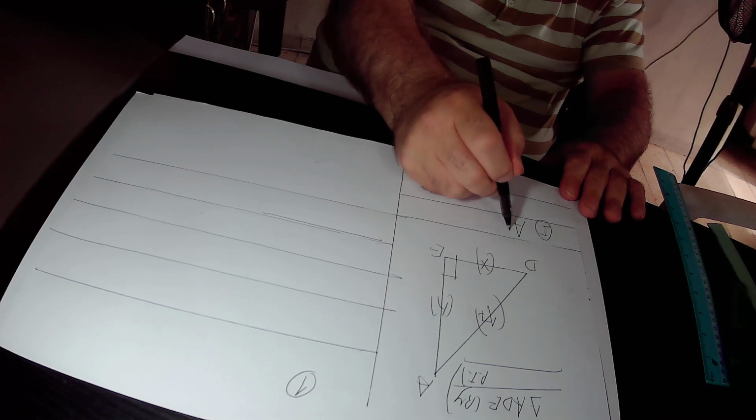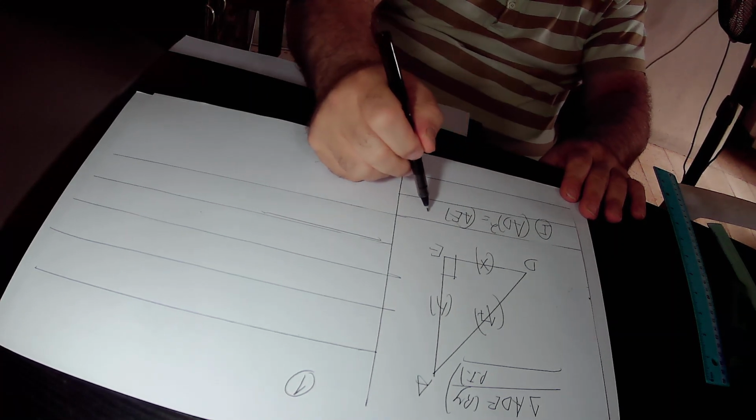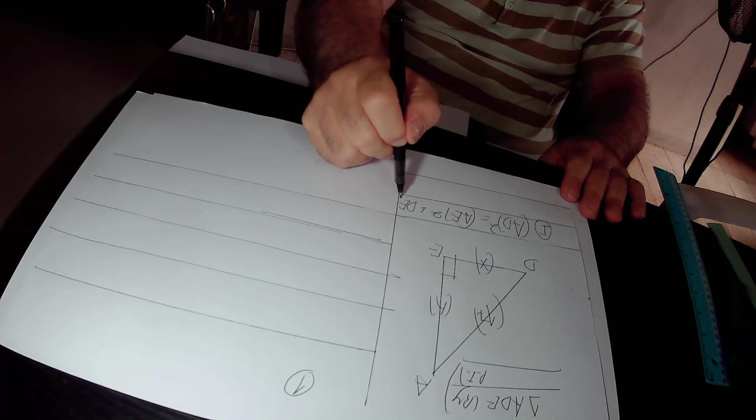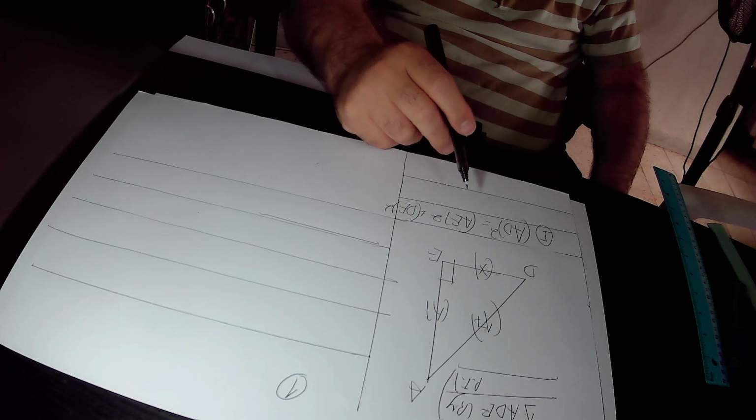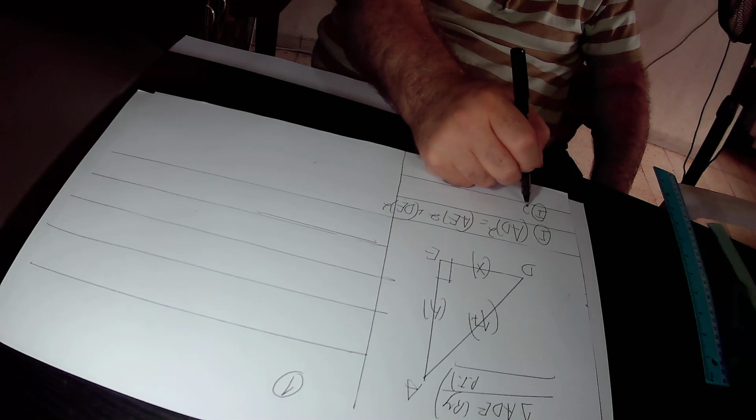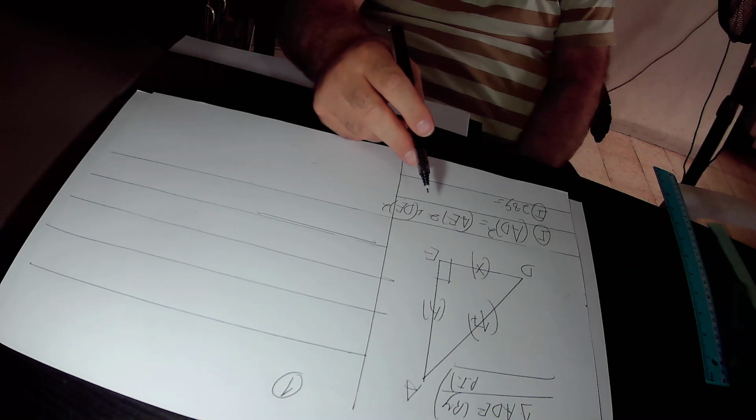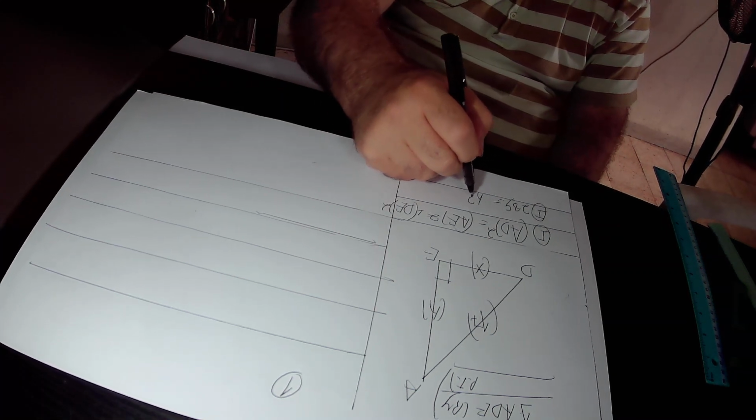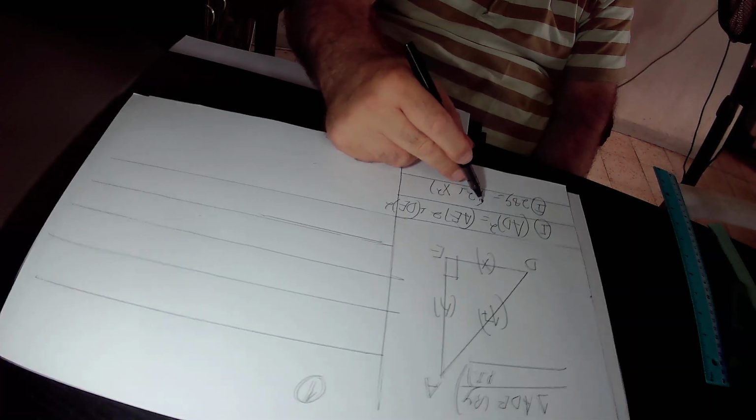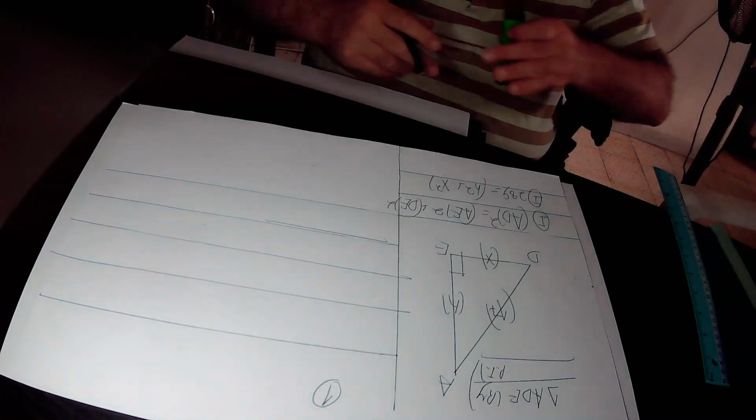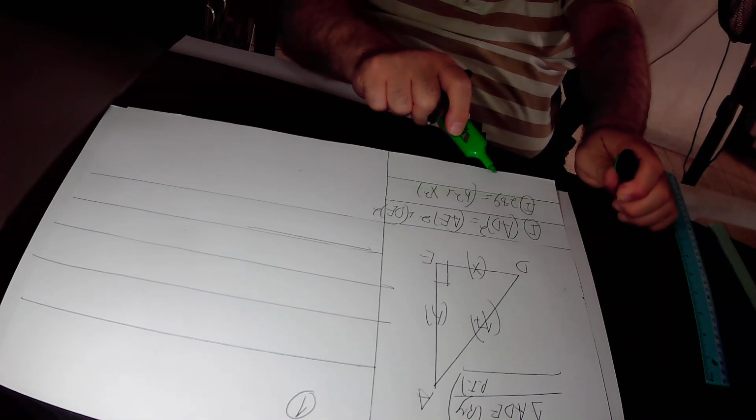AD squared, that is the square of the hypotenuse, is equal to AE squared plus DE squared. The hypotenuse AD equals 17 units, therefore AD squared is 17 squared, that is 289. And it is equal to AE squared. AE is h, therefore AE squared is h squared, plus DE squared. DE is x, therefore DE squared is x squared. So in total we found that according to equation 1, h squared plus x squared equals 289.